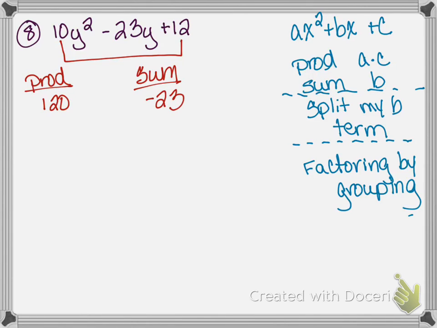Now, when I have a positive product, my numbers have to be both positive or they have to be both negative. Okay? Because my sum is negative, what does that tell you about my numbers? They're both negative. Excellent. So I am looking for two negative numbers. Okay? That's what we're doing right here. We're looking for two numbers that are negative.